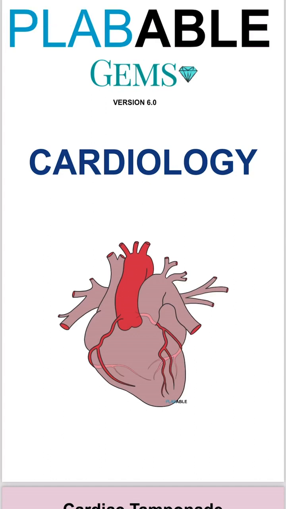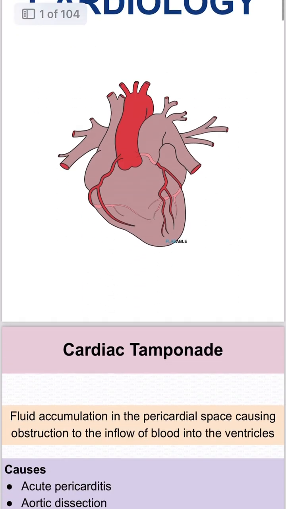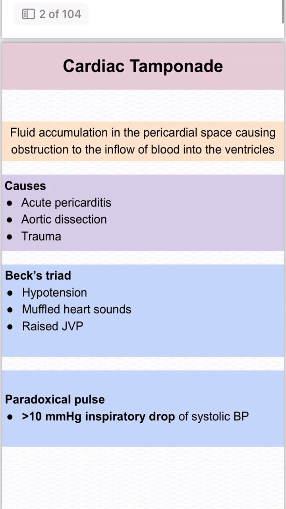Hello, so I'm going to start PLAB gems on cardiology. Let's start with cardiac tamponade. What is cardiac tamponade? It is a fluid accumulation in the pericardial space causing obstruction to the inflow of blood into the ventricles.